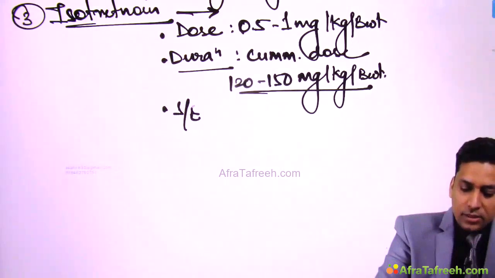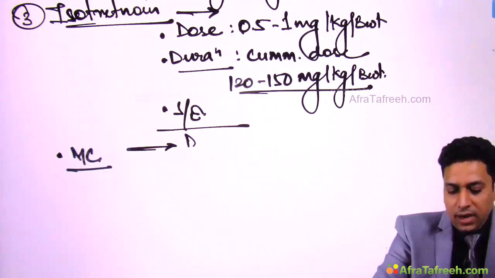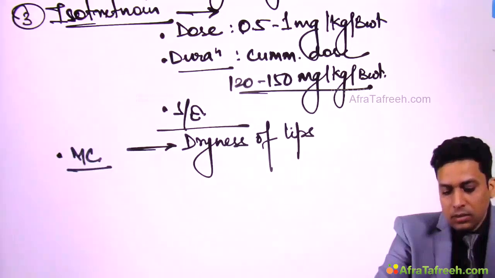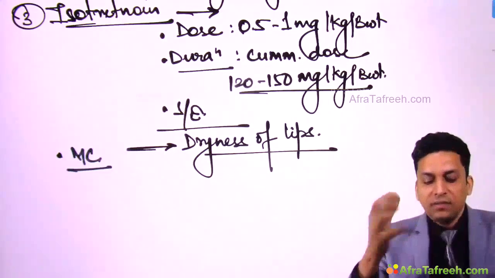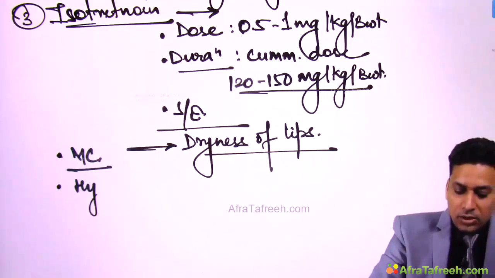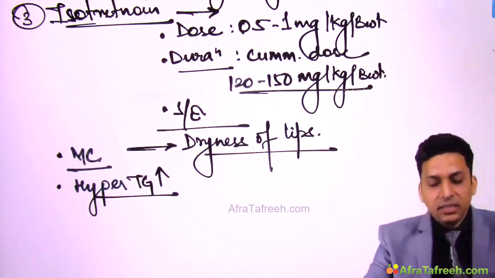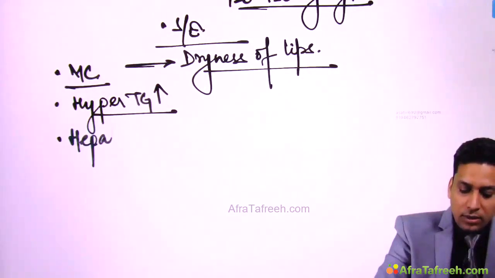Now the side effects. The most common side effect of isotretinoin is dryness of lips. So this is considered to be the most common side effect. Almost every patient who takes isotretinoin develops this dryness or chapping of the lips. Then it can cause hypertriglyceridemia, so triglyceride level increases. This is a hepatotoxic drug.